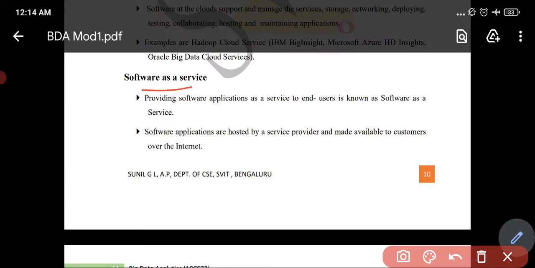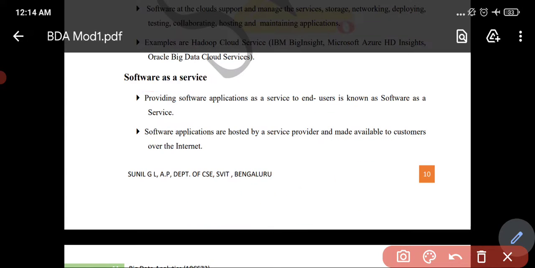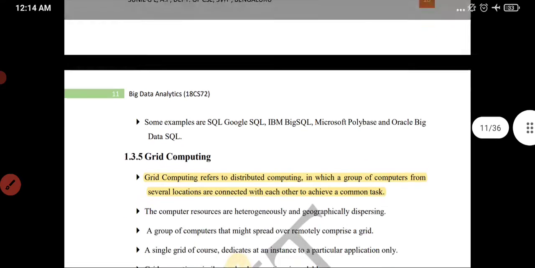Software as a service is a service to end users. A complete package of software is developed by the service provider, and that is known as software as a service. For example, a direct app will be developed, and the user just needs to use it, that's all. It can be directly given to the customer. So that is nothing but software as a service.